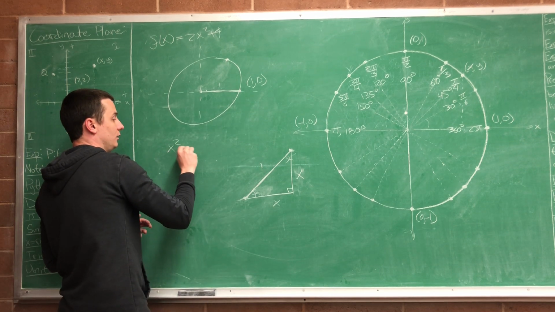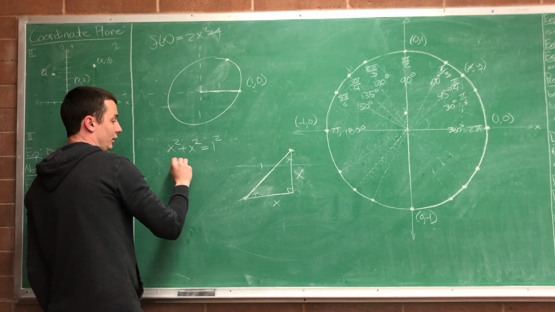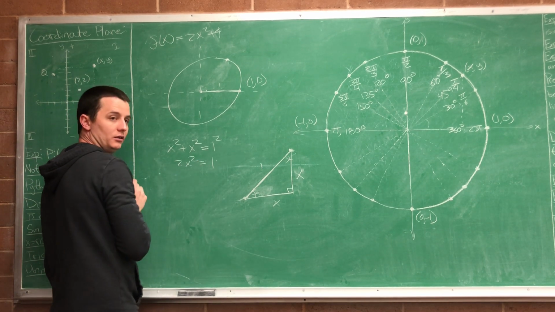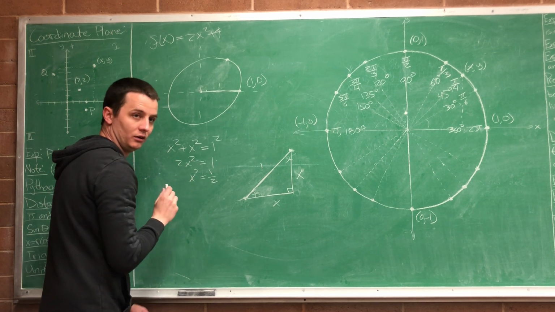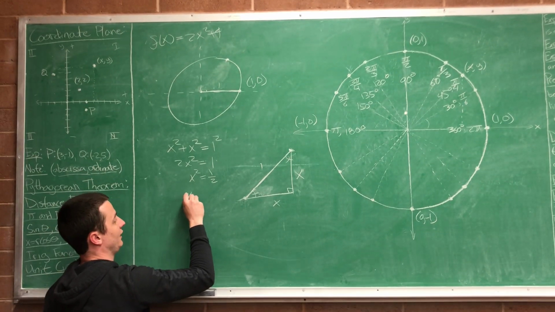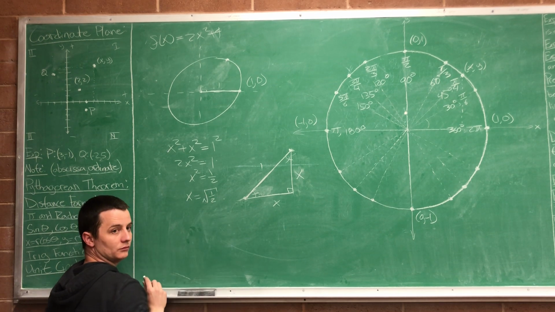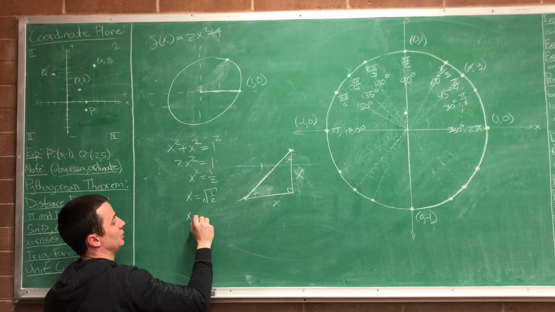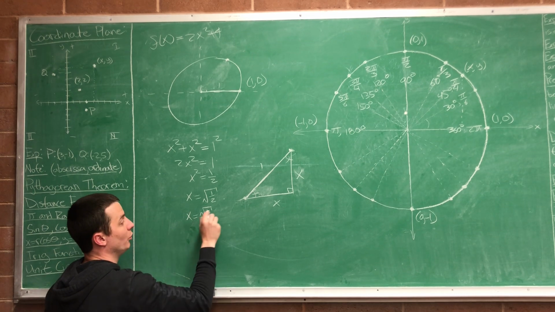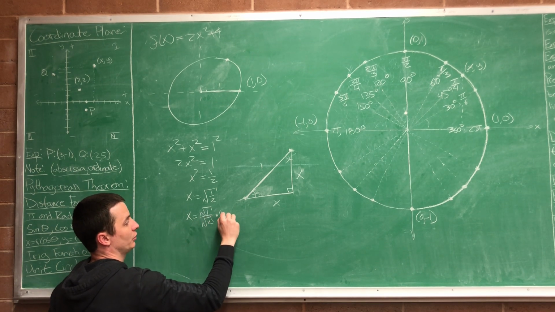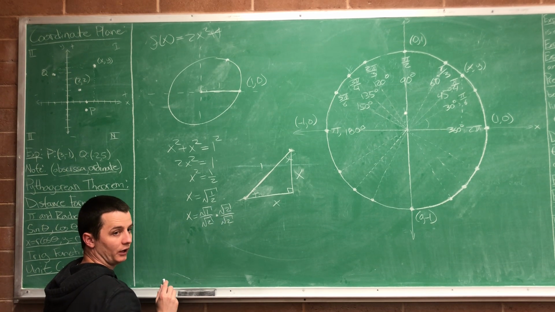So I know x squared plus x squared is equal to 1 squared. You follow that? Or in other words, 2x squared is equal to 1. Or in other words, x squared is equal to 1/2. Or in other words, x is equal to the square root of 1/2. Or in other words, x is equal to the square root of 1 over the square root of 2. And I'm going to multiply this side by 1 now. I'm going to multiply it by the square root of 2 over the square root of 2. You with me so far?